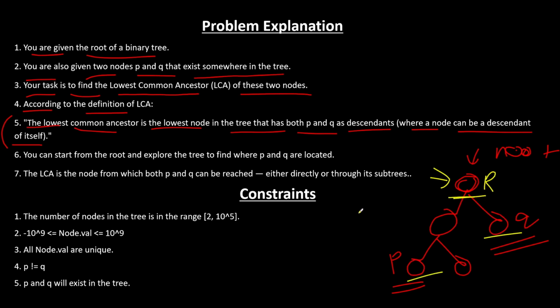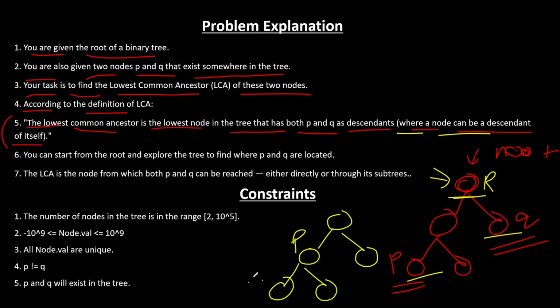Another line said here is: where a node can be a descendant of itself. It basically means, suppose this is the given tree to you. P is here and Q is here. Now for this particular tree, the LCA node would be P itself.